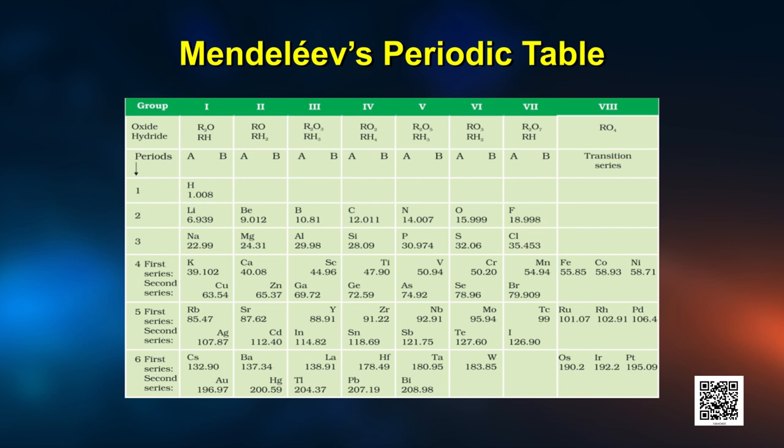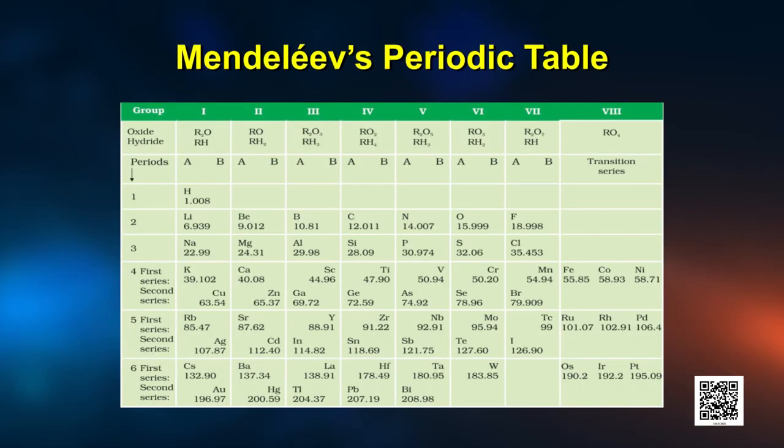Now, horizontal rows are called periods and vertical columns are called groups. It was observed that the properties of elements are a periodic function of their atomic masses. This means elements with similar physical and chemical properties repeat after regular intervals. And if you have a closer look, you will find something very interesting. Do you find some gaps in there?